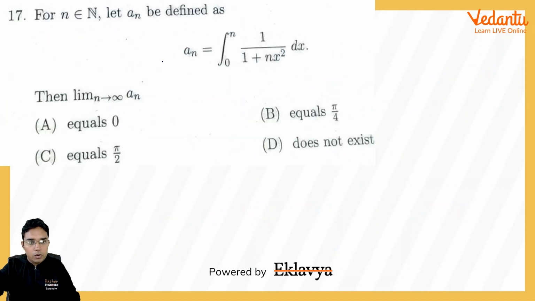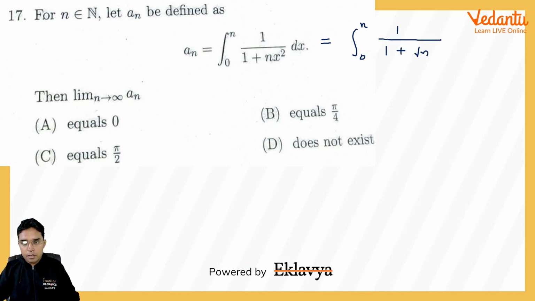Okay. Now coming to 17th question, which says n belongs to N. An we defined as this. Limit n approaches to infinity, an will be what? Now dear all, let us first solve this for n being finite. We can write this as integral 0 to n, 1 upon 1 plus (root n into x) whole square. Then this is actually the form of 1 upon 1 plus x square, whose integration is tan inverse x. So it will be tan inverse root n x here, and because of the coefficient of x, we will be dividing by root n also.